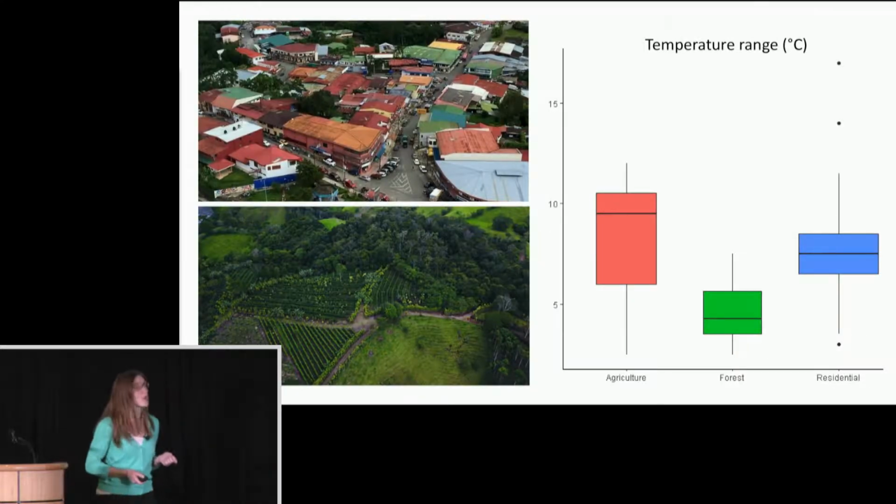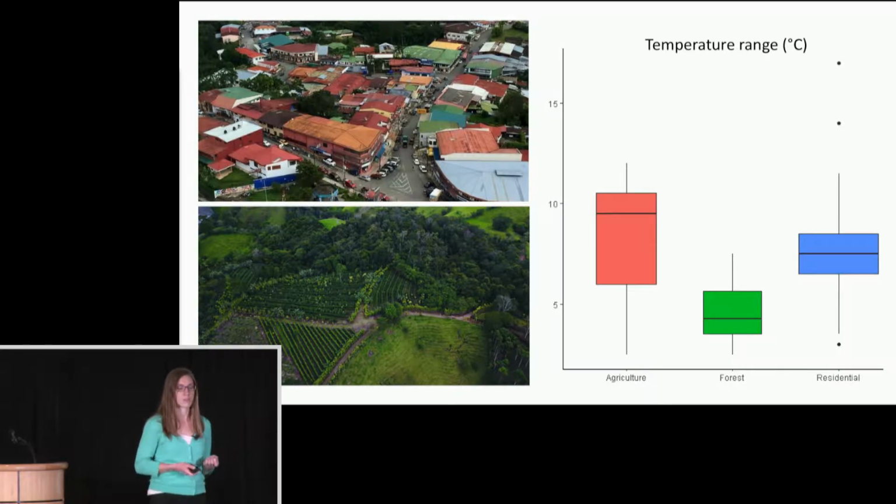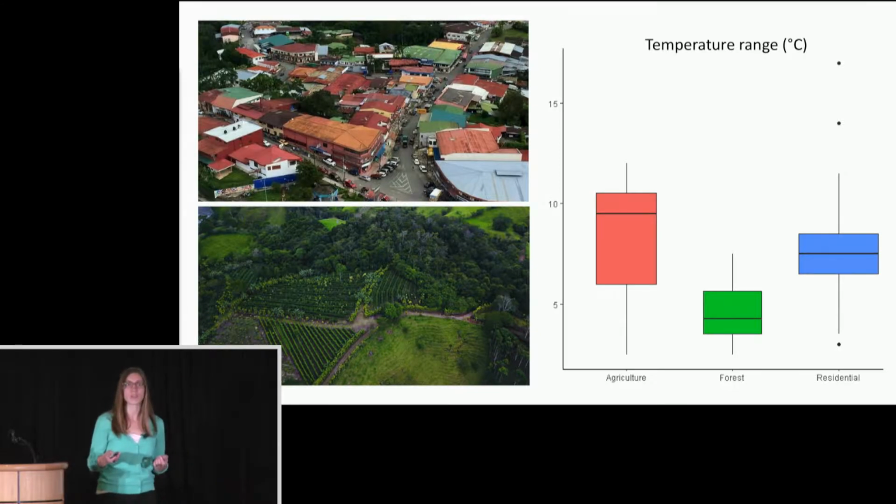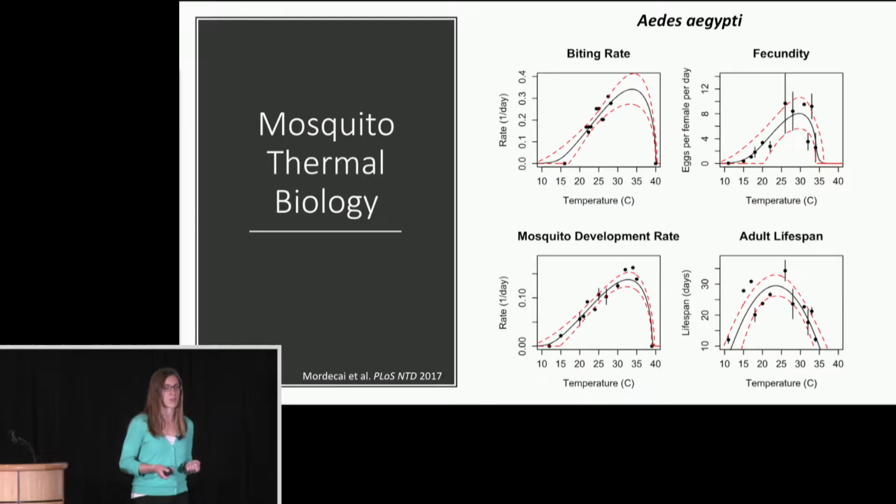And so I want to highlight some of our results assessing microclimate differences across these land use types. So although minimum temperature at night was fairly comparable across these sites, we really started to see differences in the daytime with maximum temperature. And so ultimately, agricultural sites and residential sites had a wider range of temperatures that they experienced relative to forest sites. And as we expected, forest sites were generally cooler overall.